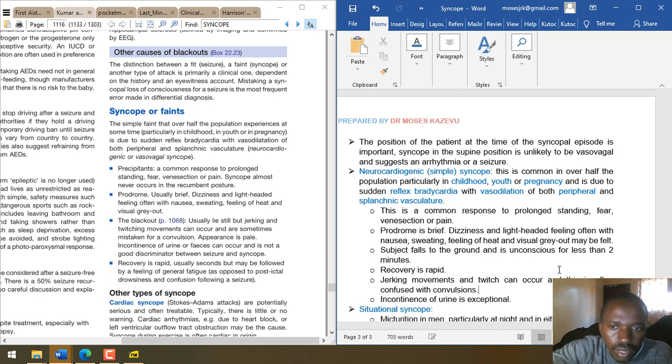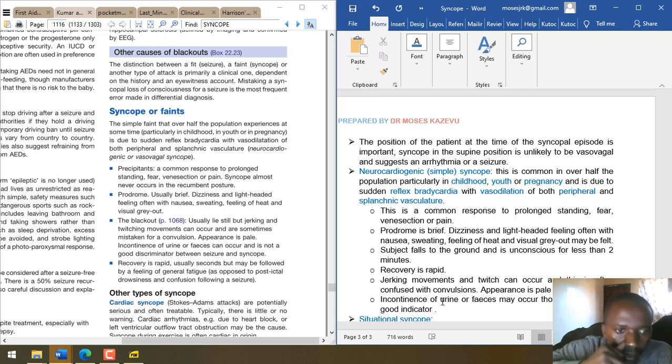Okay, so they appear pale. Appearance is pale. Incontinence of urine is exceptional. So incontinence of urine can occur and is not a good discriminator between seizures and syncope. I think that's a much better statement than this one here, so we can add this here: incontinence of urine or feces may occur, though this is not a good indicator to distinguish between a seizure and syncope.